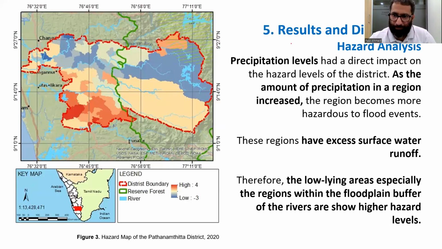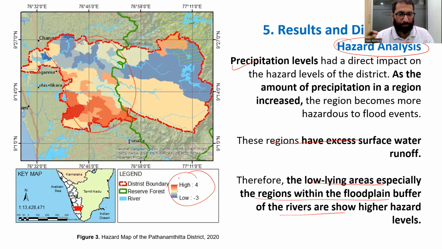The first map is on the hazard analysis of the entire region, which indicated that higher precipitation levels, of course, increase the level of hazards in the region, and these regions have excess surface runoff. Therefore, the low-lying areas, especially those within the floodplain buffer of rivers, are shown to be much higher in terms of hazard. So you can see here the divisions of hazards, which are the results of the AHP. The AHP results were superimposed on the spatial maps, and the hazard map has been prepared.